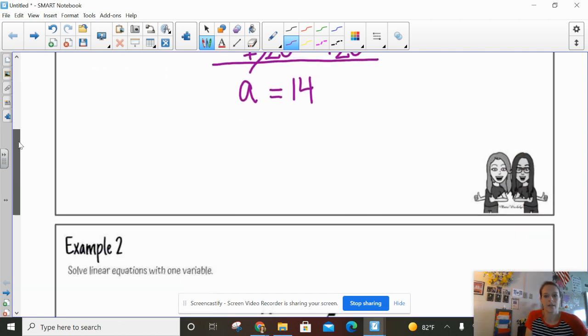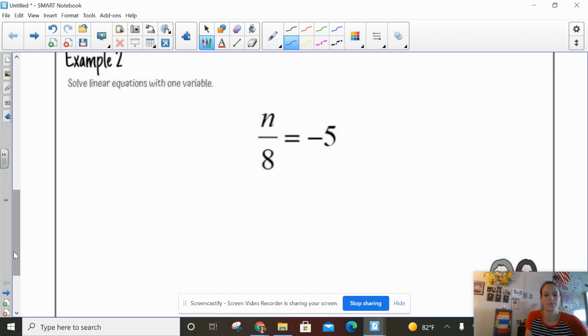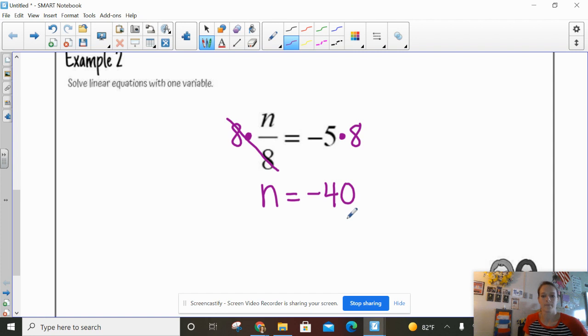All right, let's look at example 2. Okay, here I have some number divided by 8 equals negative 5. Okay, so I have something being divided here. So the opposite of being divided would be to multiply, which will end up canceling those 8s out. Okay, I'm going to drop down my n. And negative 5 times 8 is negative 40.